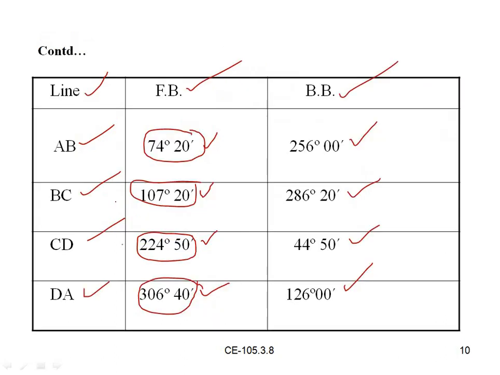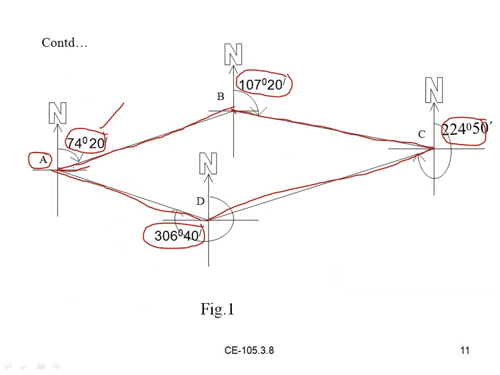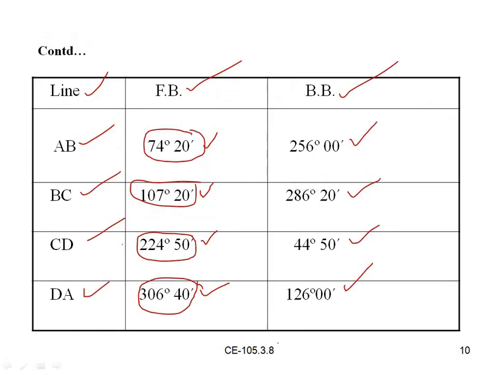And the next one is back bearing. So let us see the back bearing. For AB, the back bearing will be AD, 126 degrees 0 minutes. So that means this is the back bearing of AD. Here the reading is 126 degrees 0 minutes.